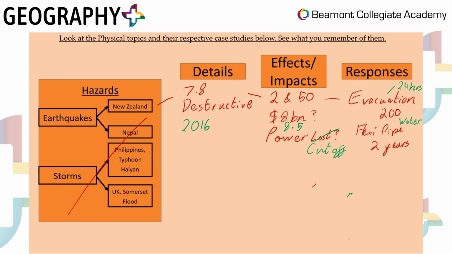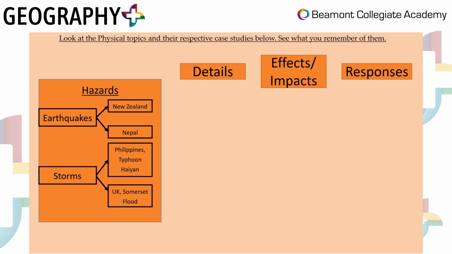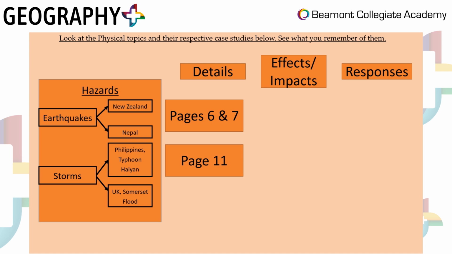For convenience, I'm simply going to outline that in the revision guide, after you've done your initial note-taking. Your New Zealand and Nepal case studies can be found on pages 6 and 7 of the revision guide. Typhoon Haiyan in the Philippines can be found on page 11, and the Somerset flood in the UK can be found on page 14.